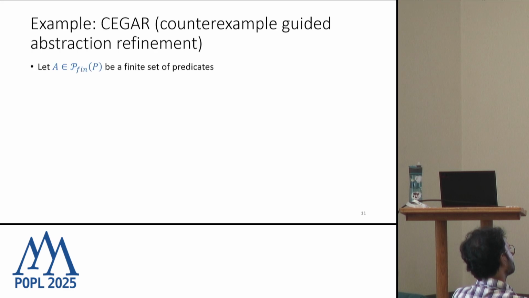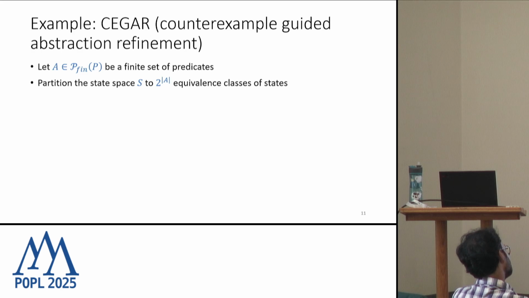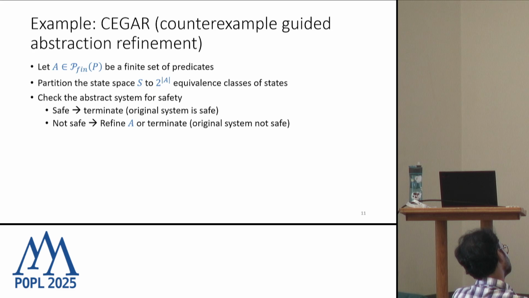And the idea here is that we have a transition system and we want to prove safety. But the transition system might be very large or maybe infinite state space. And we're going to have some finite set of predicates. And we're going to use it to partition the state space of the transition system into a finite set of equivalence classes according to the valuations on these predicates. And then this is going to induce an abstract transition system, which is finite and possibly small. And we're going to check safety of that transition system. If that's safe, then we can terminate and deduce that the original transition system is safe. And otherwise, we're going to refine our abstraction.